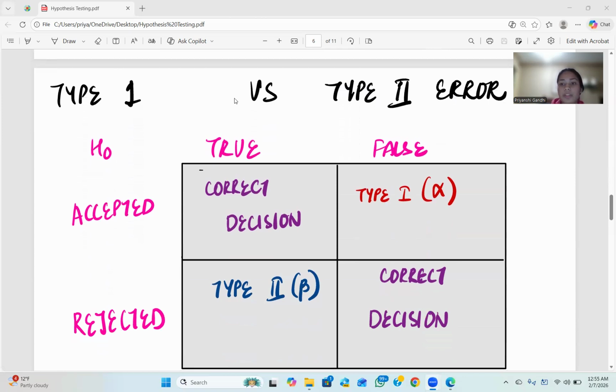Then we have the type 1 versus type 2 error for the hypothesis. I try and remember them using this 2 by 2 table. For the column, we have the null hypothesis to be true and false, and the row says the null hypothesis to be accepted or rejected. If the null hypothesis is true and it's accepted, we make the correct decision. If it's false and we reject it, we still make the correct decision. If the null hypothesis is false and we accept it, we make a type 1 error, which is denoted as alpha. And if it's true and we reject it, then we make a type 2 error, which is denoted as beta.